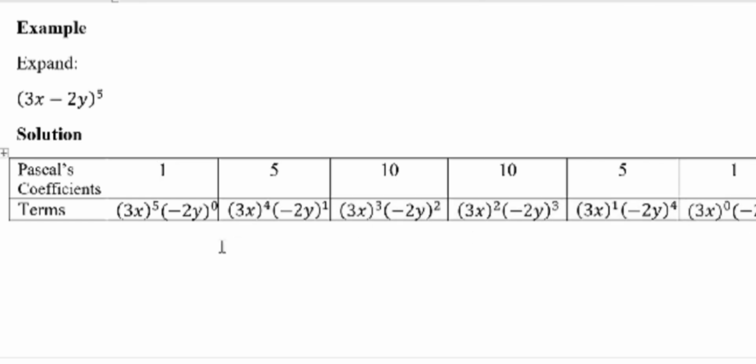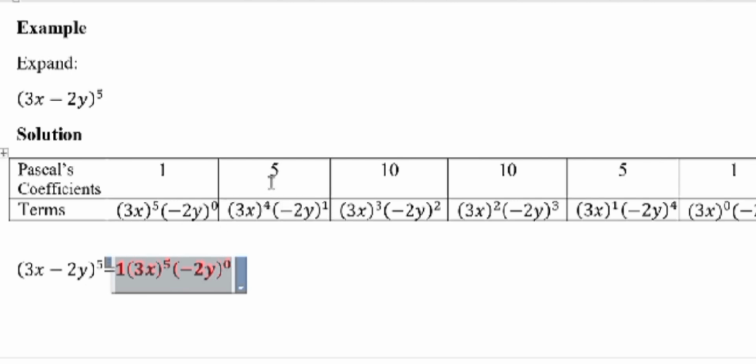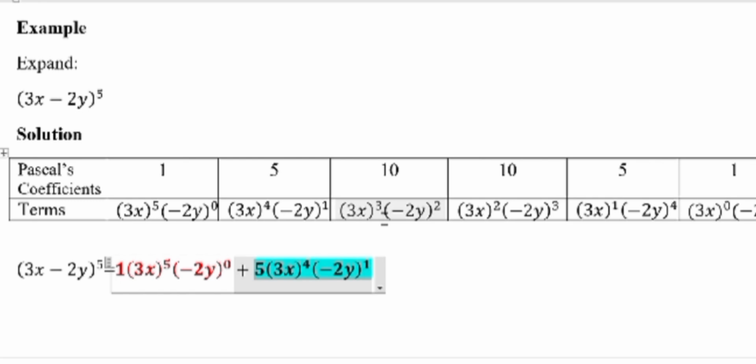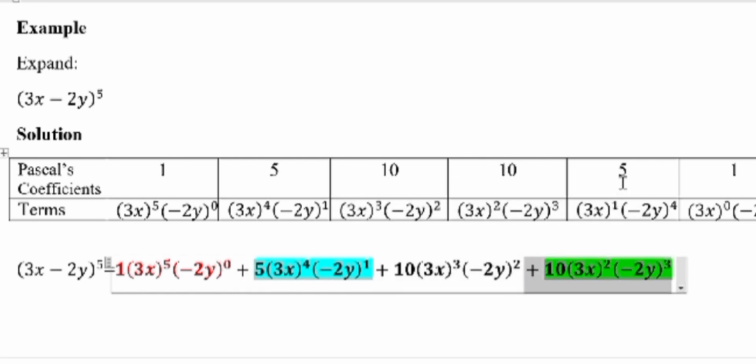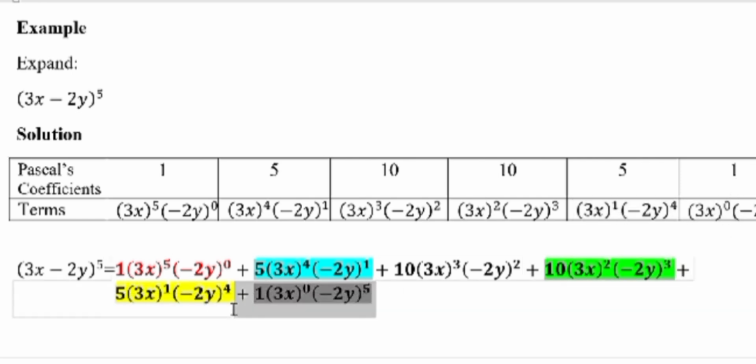After that, we now write the expanded form. We shall say 3x minus 2y raised to power 5 is equal to this times this. So 1 times this plus 5 times this plus 10 times this plus 10 times this plus 5 times this, and then plus 1 times that. Now the next thing is to simplify.